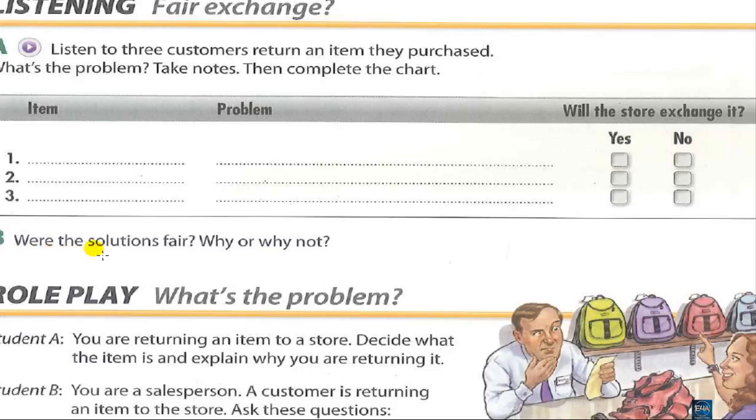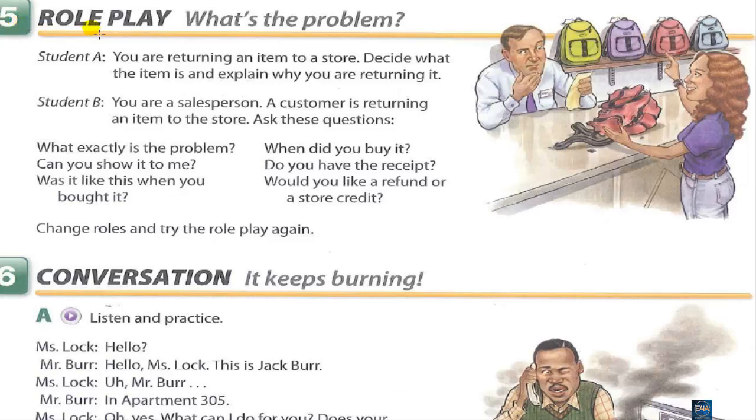B. Were the solutions fair? Why or why not? What do you think? Were these solutions fair or not fair? Tell the class. 5. Role play. What's the problem? Student A, you're returning an item to a store. Decide what the item is and explain why you are returning it.